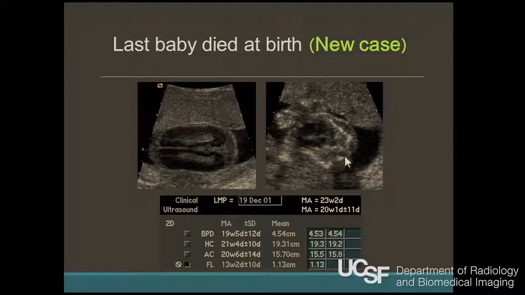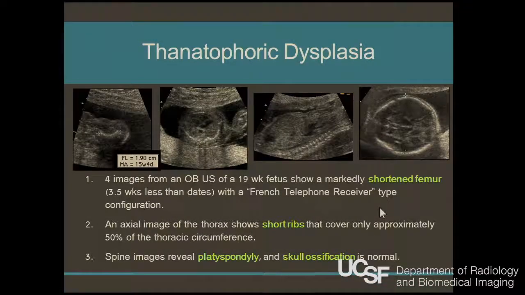Again, if you use your bones, this is the spine, the ribs, the heart, which is filling the chest. And again, we look at the femur length, 23-week fetus, femur length is 13 weeks. So the first one was thanatophoric dysplasia.